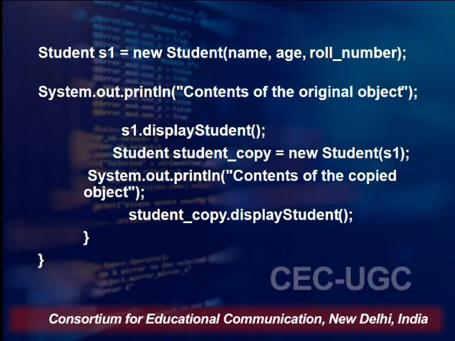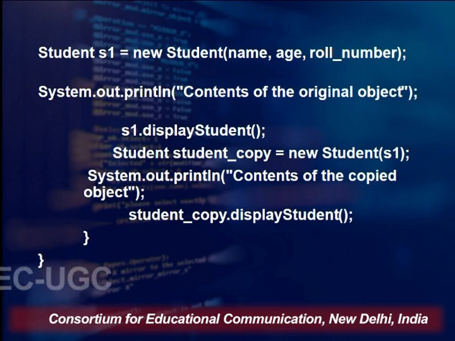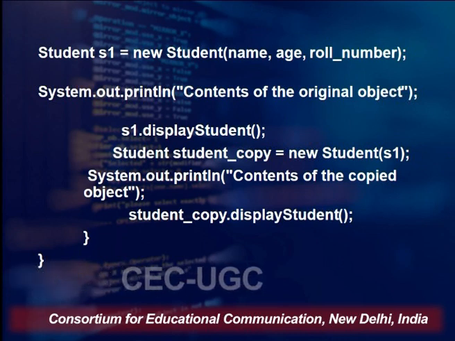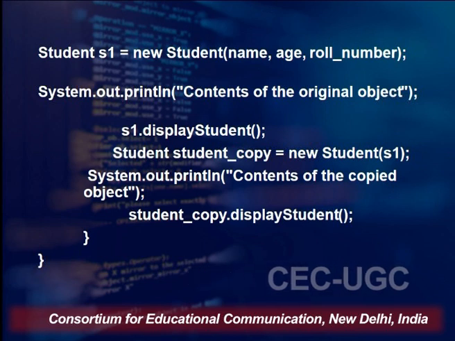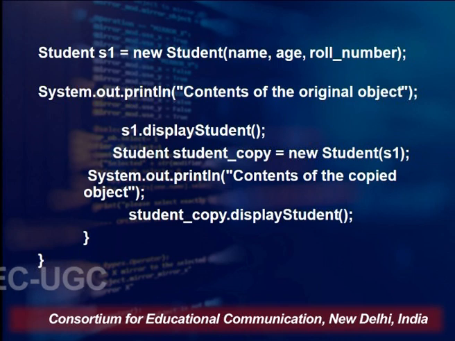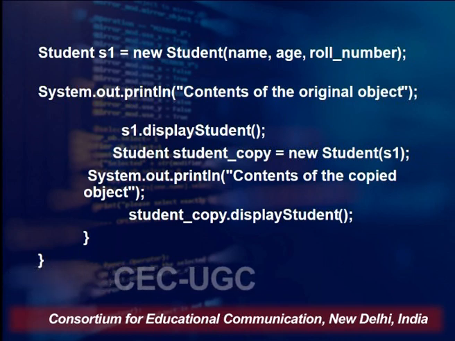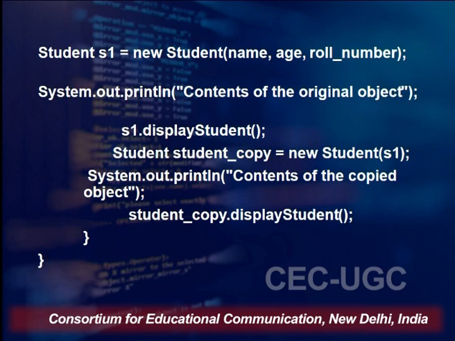So in order to print the values of the variables of the original object, we will be calling the displayStudent method along with S1. So S1.displayStudent, and whatever the functionality of displayStudent is, it prints all these instance variables, which are name, age and roll number, of that particular object. So we have created one object using a parameterized constructor, and we have printed the values.